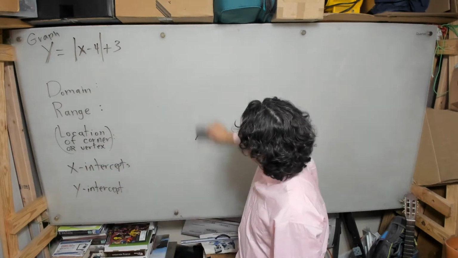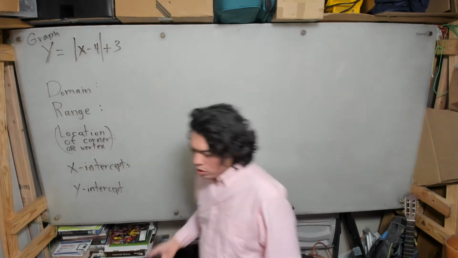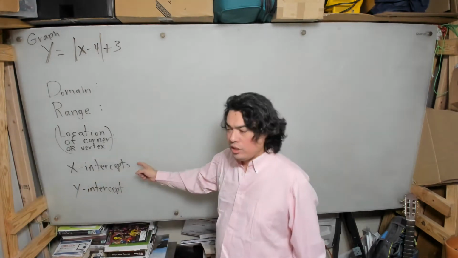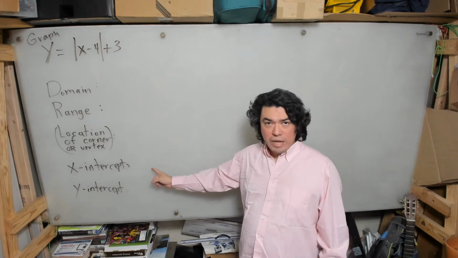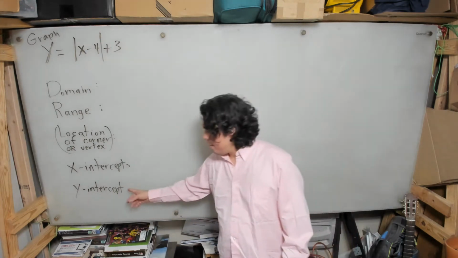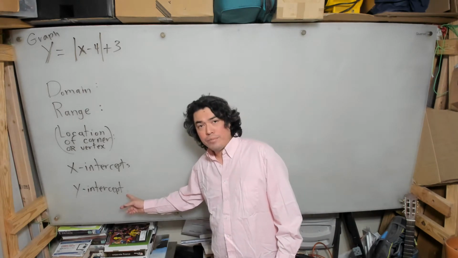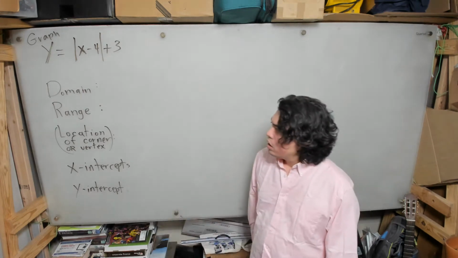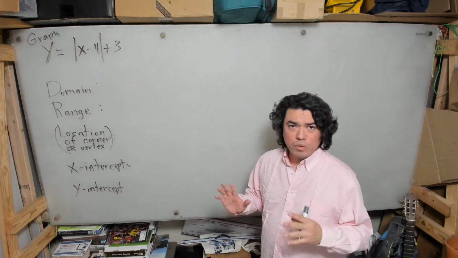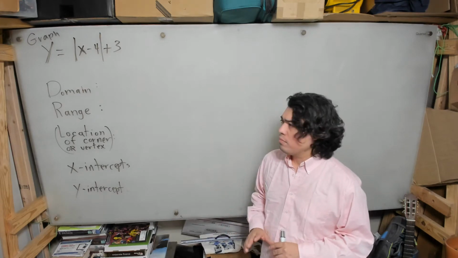And then also, we want to know the location of any x intercepts, if there are any. There may or may not be. There may be only one. And finally, we want to know the y intercept location. Okay. So having laid out what we're going to look for when we're graphing this, let's begin.